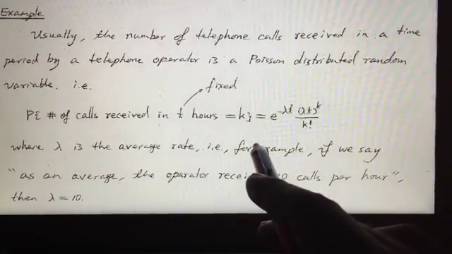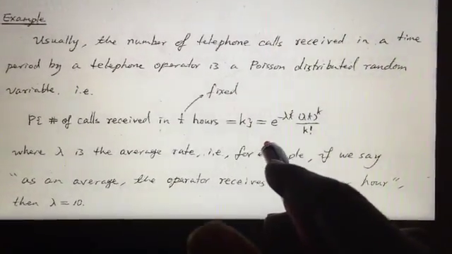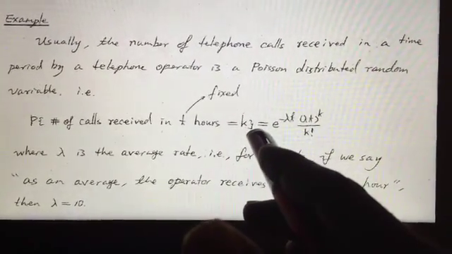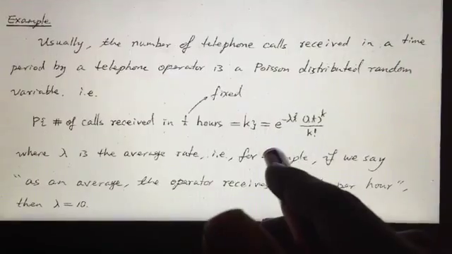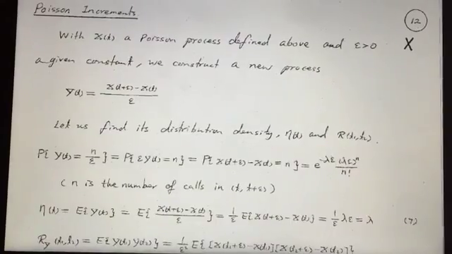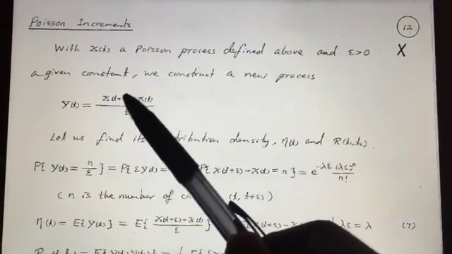Also, we know that the expected value of a Poisson process and also its variance, both these values are special values. They're always going to turn out to be lambda t, so they can be easily used in further cases. The next part is Poisson increments.